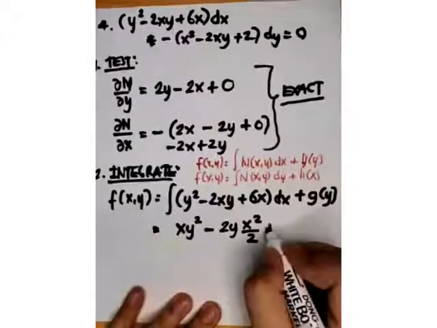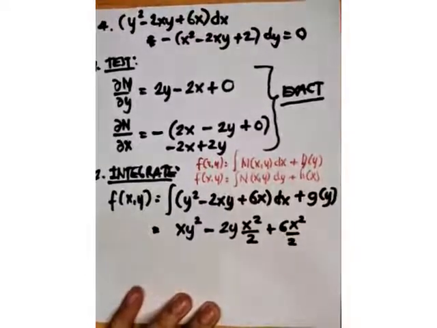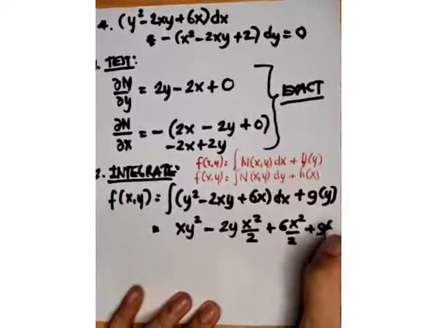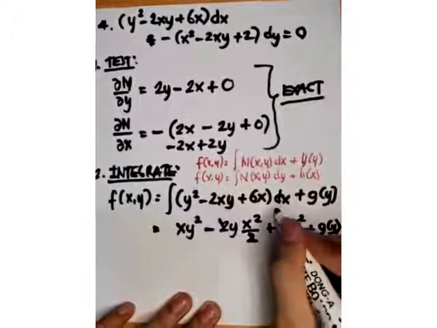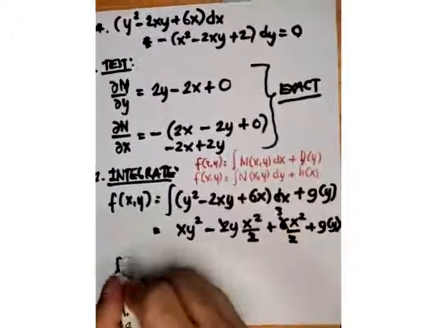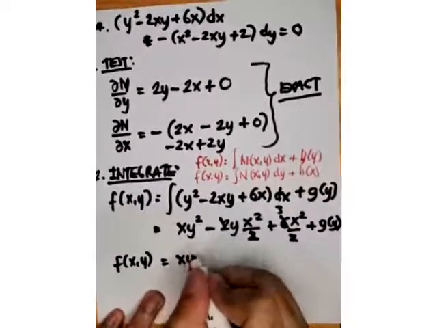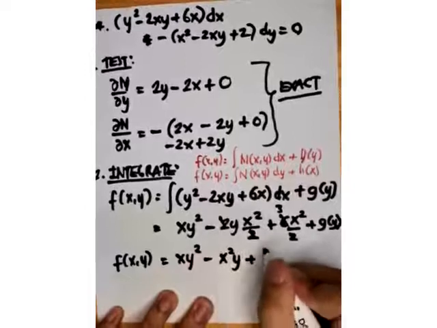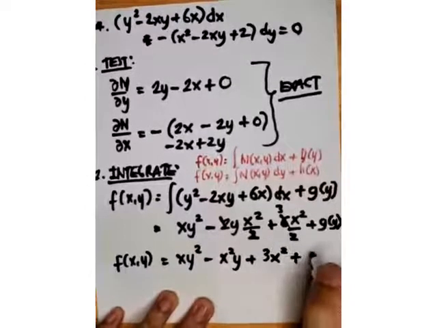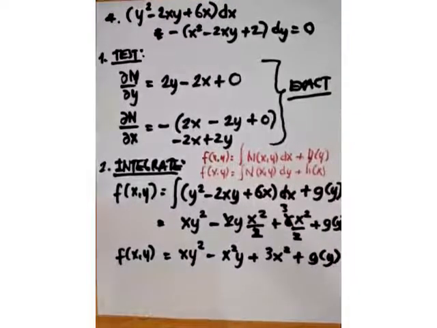Okay? Plus, ito wala tayong problema. So, that's 6x squared over 2. Okay? Plus g of y. Ayan. So, simplify lang natin. Cancel, then cancel. This will be 3. So, yung f of x natin, this is very important, is equal to xy squared minus x squared y plus 3x squared plus g of y. Ayan. Nag-gets nyo ba?